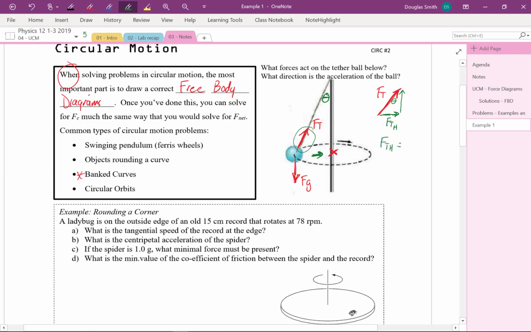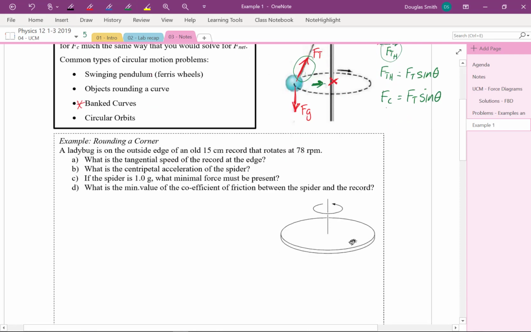Ft horizontal equals Ft sine theta. Since that's the force that's driving it towards the center, that is also the centripetal force. I can't remember if we're going to have practice problems like that, but at least this is an understanding you should have: the centripetal force is the sum of all the forces that point towards the center. It could be a component or it could be a force all by itself. Okay, let's do an example.